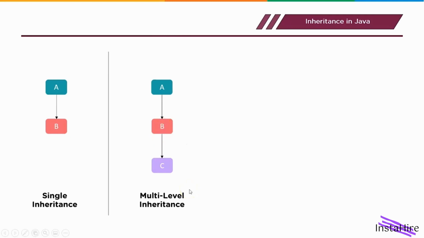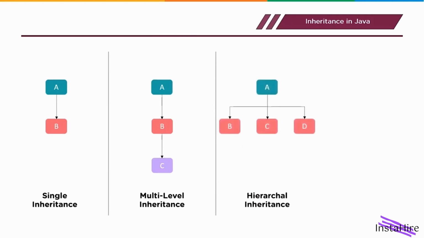Followed by multi-level inheritance, we have the third type of inheritance, which is hierarchical inheritance. Hierarchical inheritance has multiple child classes. A is the parent class or base class, and the properties of A are being distributed amongst the child classes, which are B, C and D.